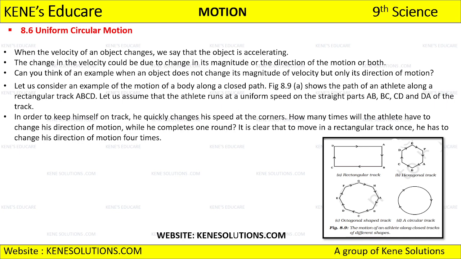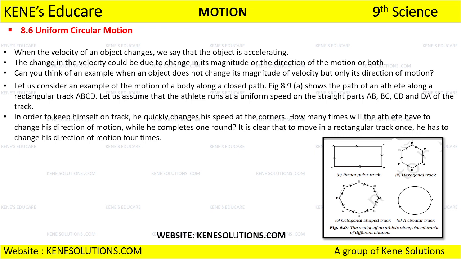So the change in the velocity could be due to the change in its magnitude or because of the direction of motion. The reason can be both. So now can you think of an example when an object does not change its magnitude of velocity, but only changes its direction of motion?